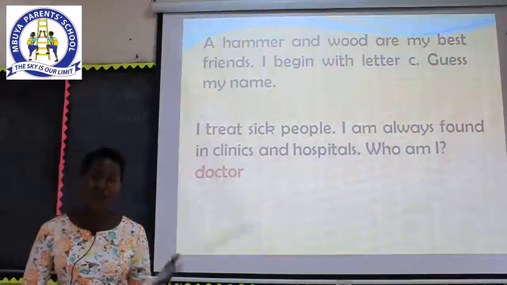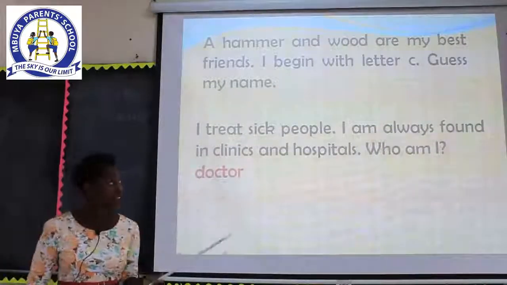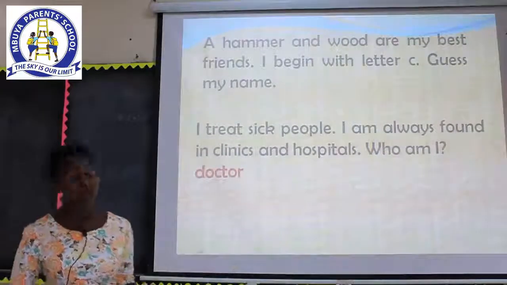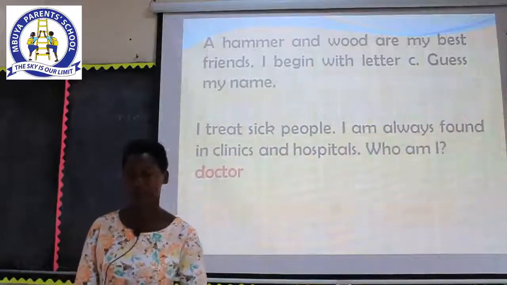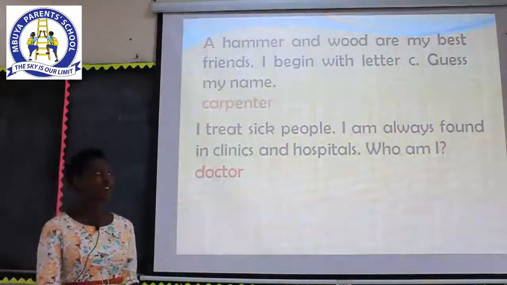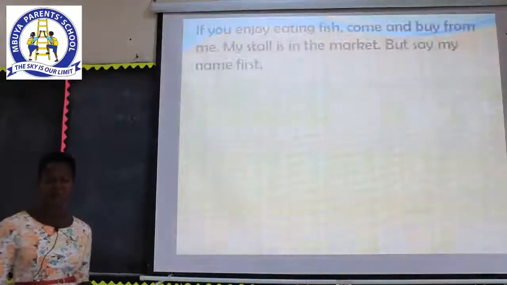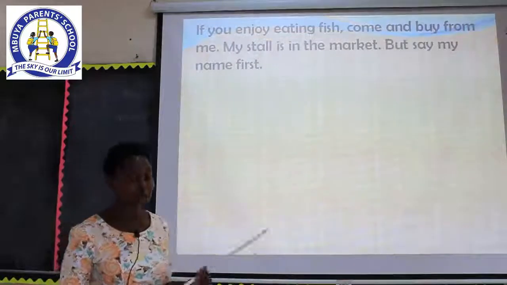You are a friend to a hammer and wood, and they are your best friends, and you begin with letter C. That is a carpenter. Very good. Let us continue to have fun with our words. Are you enjoying having fun with your words?